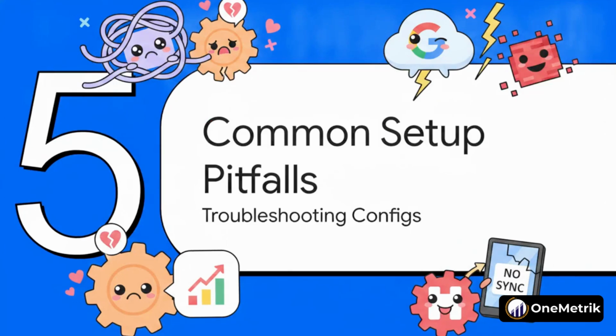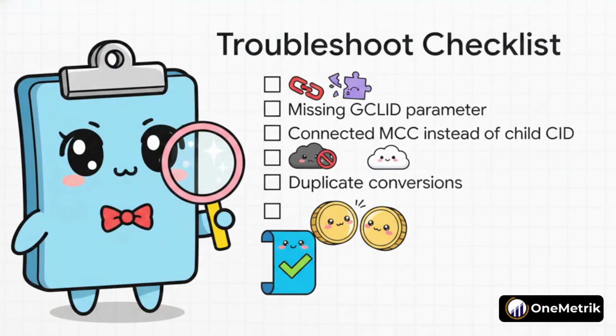Which brings us to Section 5, fixing common setup pitfalls, troubleshooting the integration. Because technology rarely cooperates perfectly on the first try, here's your troubleshooting checklist. First, check if the GCLID parameter is missing on the HubSpot contact entirely. This is usually a sign of broken forms or missing tracking codes.